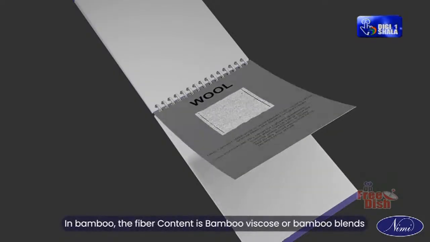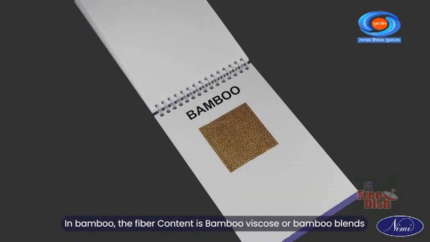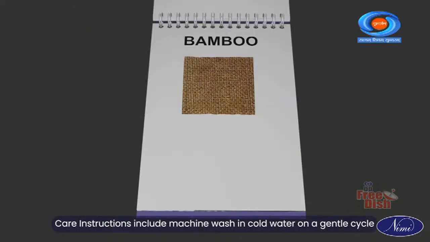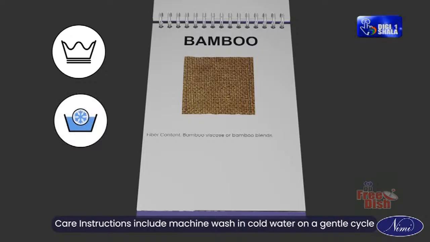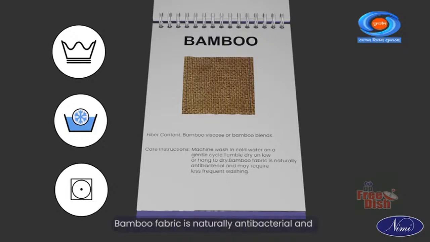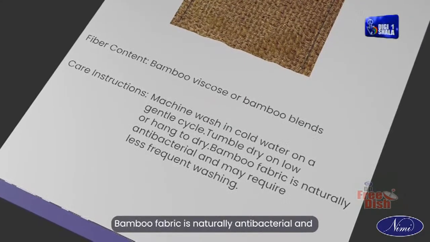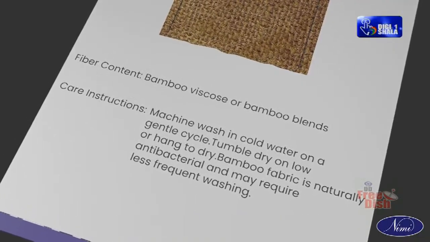In bamboo, the fiber content is bamboo viscose or bamboo blends. Care instructions include machine wash in cold water on a gentle cycle. Tumble dry on low or hang to dry. Bamboo fabric is naturally antibacterial and may require less frequent washing.